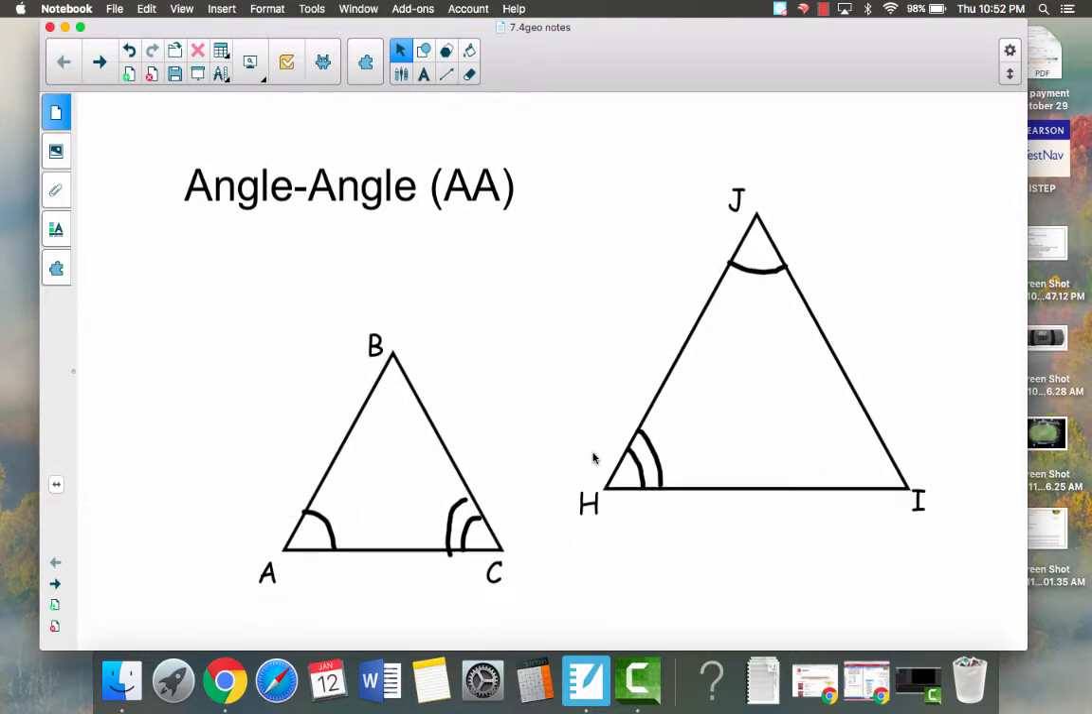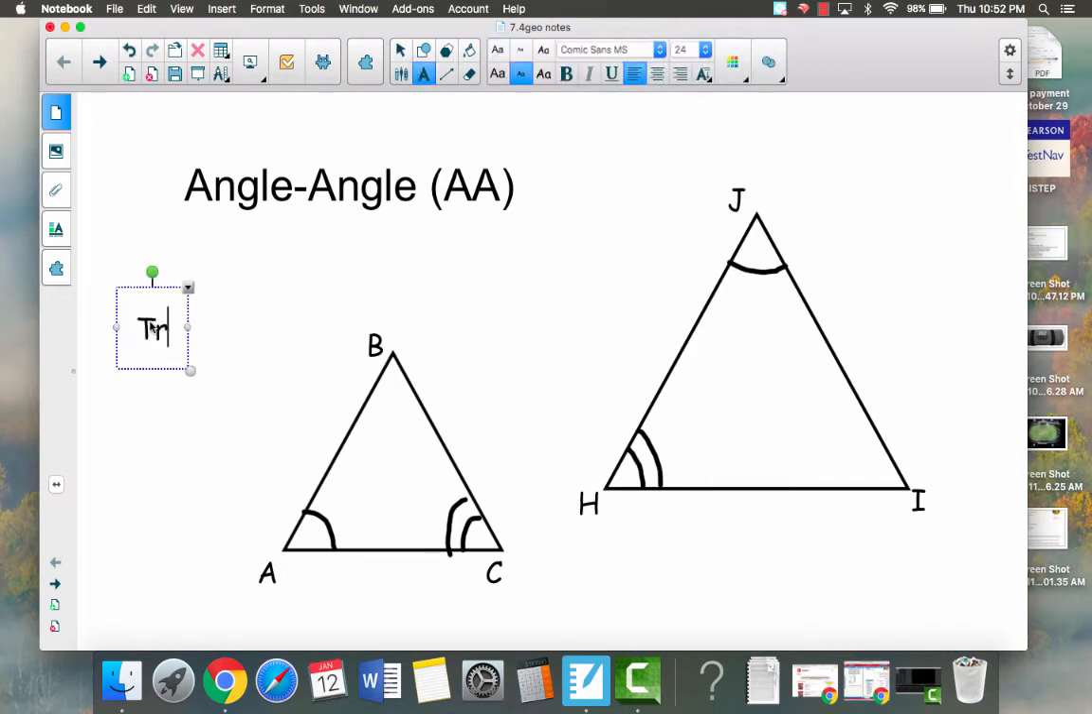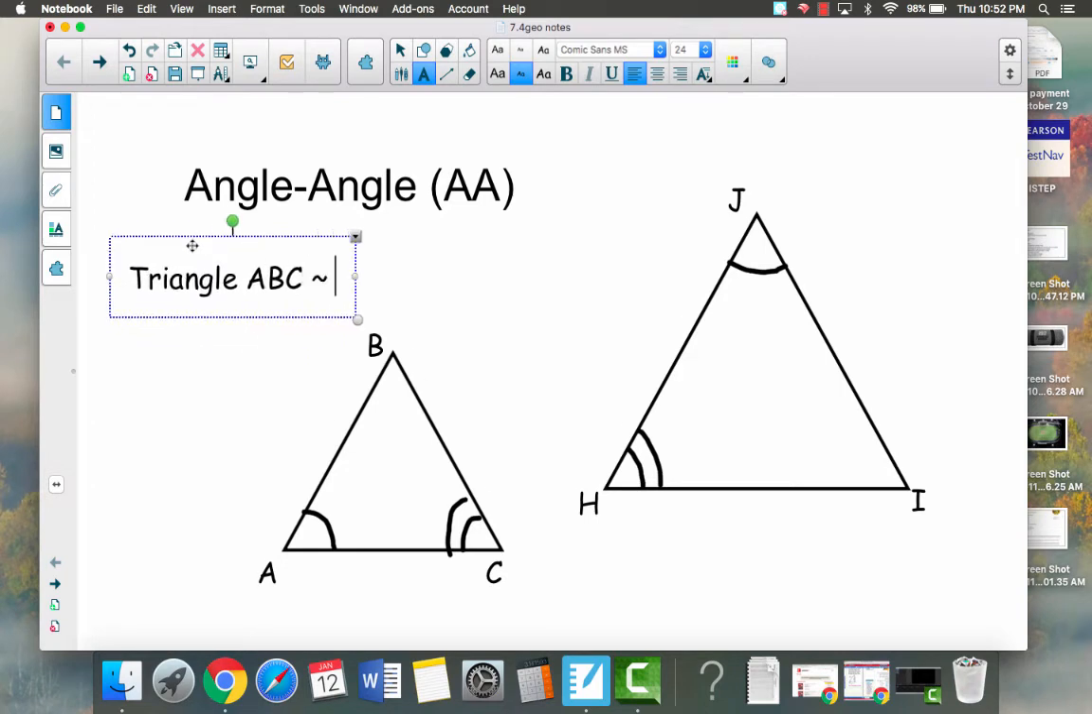to be similar. So here I've got two triangles, triangle ABC and then triangle HJI. And all I notice is that angle A is congruent to angle J and angle C is congruent to angle H. So automatically, because these have two congruent angles, I would know that my triangle ABC is going to be similar, and I got to go in the same order, to triangle JIH. And then I'd be done. So there's my similarity statement, all because we've got two angles that are congruent.